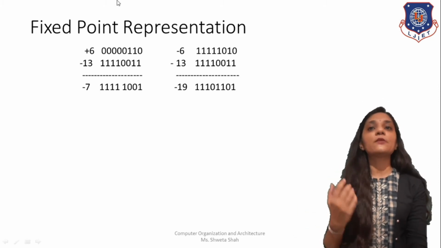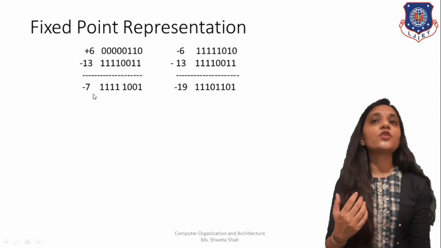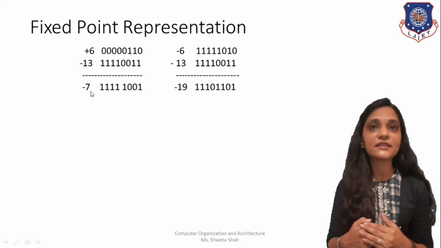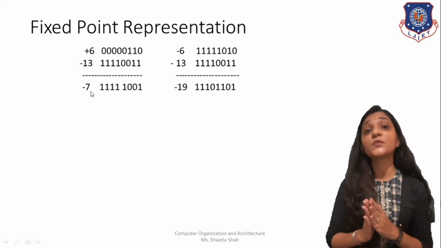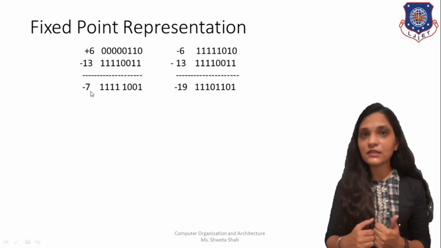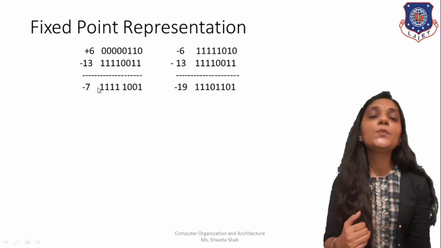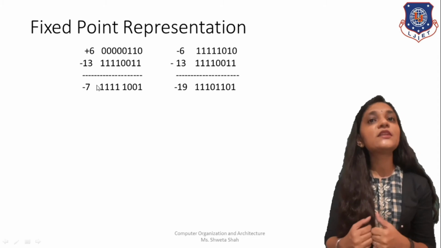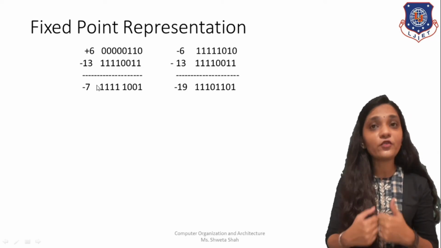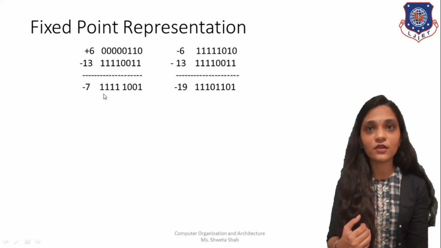If your numbers are like plus 16 and minus 13, and minus 16 and minus 30, for that your result will be negative. If you add 6 and minus 13, your result will be minus 7, and for minus 6 and minus 13 your result will be minus 19. So in this case, whenever your result is negative and you have used the two's complement method, your sign bit will be 1. And whenever your sign bit is 1, it shows that your result is negative. And to find the actual result, you have to take the two's complement of this result a second time.